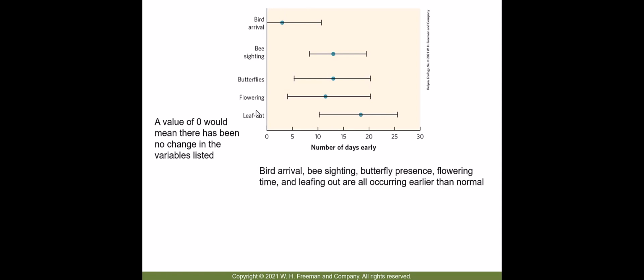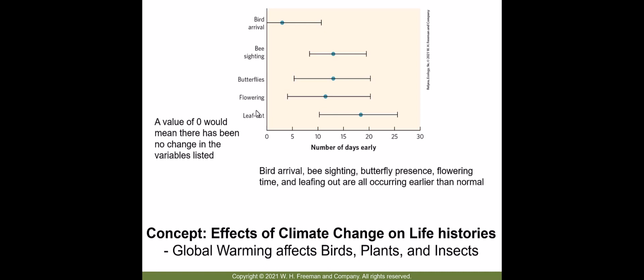Here we're looking at the presence of various species, birds, bees, butterflies, time of flowering, time of leafing for plants, and how many days early that has occurred. So a value of 0 here would be no change. If they were doing it exactly the way that they've always done it, we would have a 0 there. And you can see that we don't have zeros. These are all shifted to an earlier time period. Bird arrival, bee sighting, all of these are occurring earlier than normal. And again, this could represent the effect of climate change on life histories, where climate change could affect all of these different species, particularly here, birds, plants, and insects.